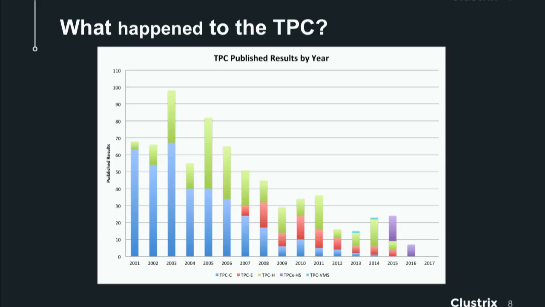The only publications last year were actually Hadoop-based tests. So one could argue that the TPC has really become irrelevant, right? Why? Well, I think the industry really changed, right?